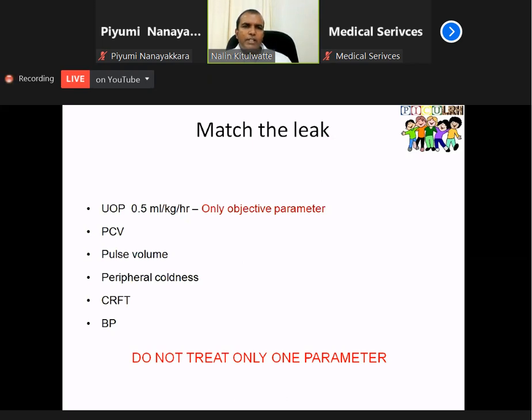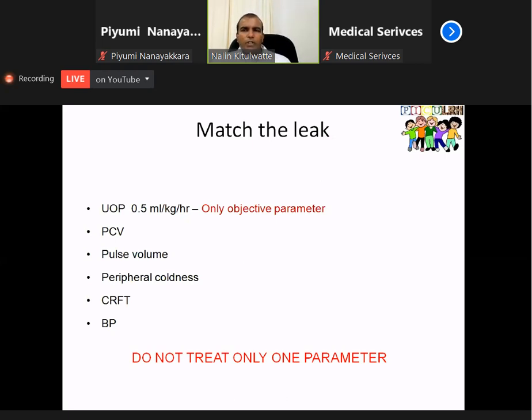If your urine output is less than 0.5 ml per kg per hour, your PCV is rising, the pulse volume is low, peripheral coldness is there, capillary refilling time is prolonged, and blood pressure is low, you know that the child's intravascular volume is not enough. So that's the key.